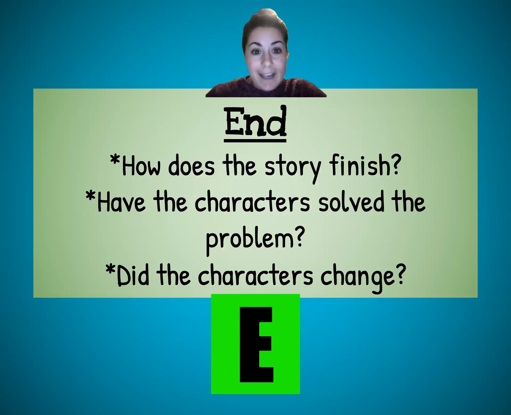And then the E for end, how does the story finish? Have the characters solved the problem? Did the characters change at all? Did they change from who they were in the beginning all the way to the end? Do they have a different opinion about things? Did they become friends with someone who you didn't think they could be friends with? So there's the B for beginning, M for middle, and E for end, okay?